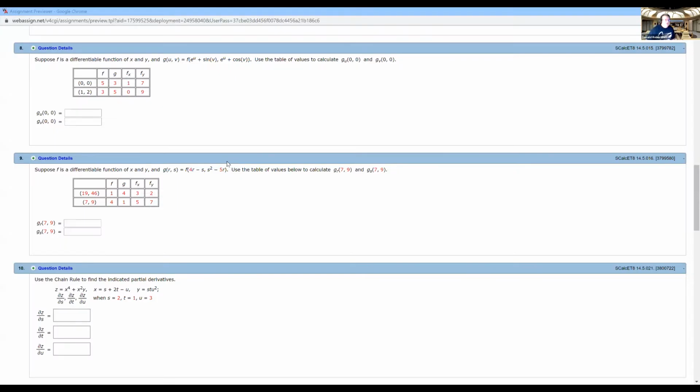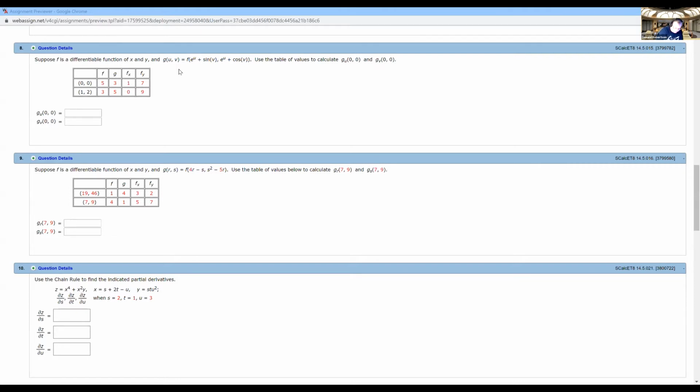I'm glad you stopped me now and not later. Here we go. Right, so here is a function, and I'm writing it down because I need to show you what's going on. It's a function in terms of variables u and v, and it's f of e to the u plus sine v, comma, e to the u plus cosine v.